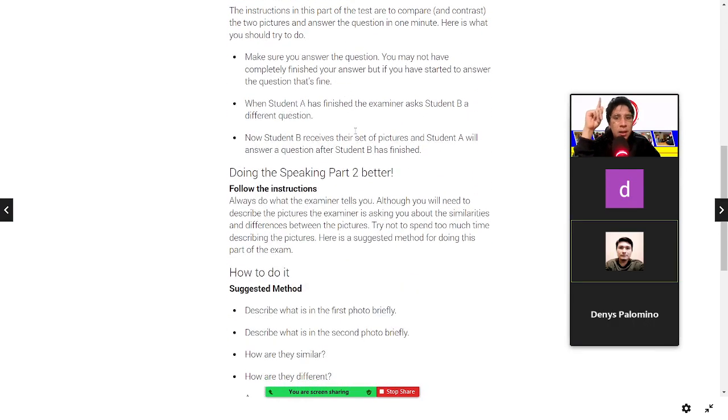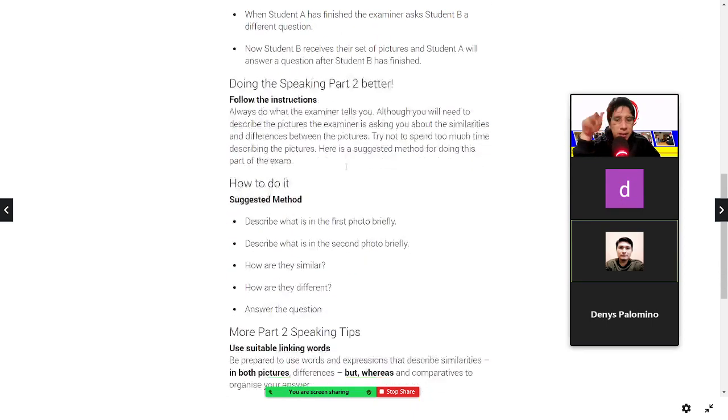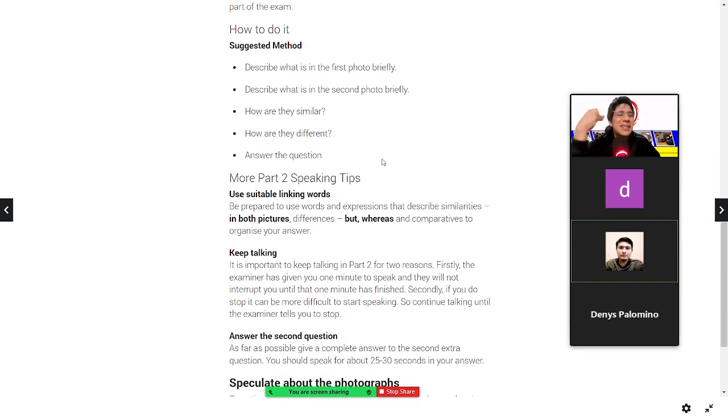Okay. Student A finished the exam as student B. Excellent. Okay, how are you going to do it? Describe what is in the first photo briefly.